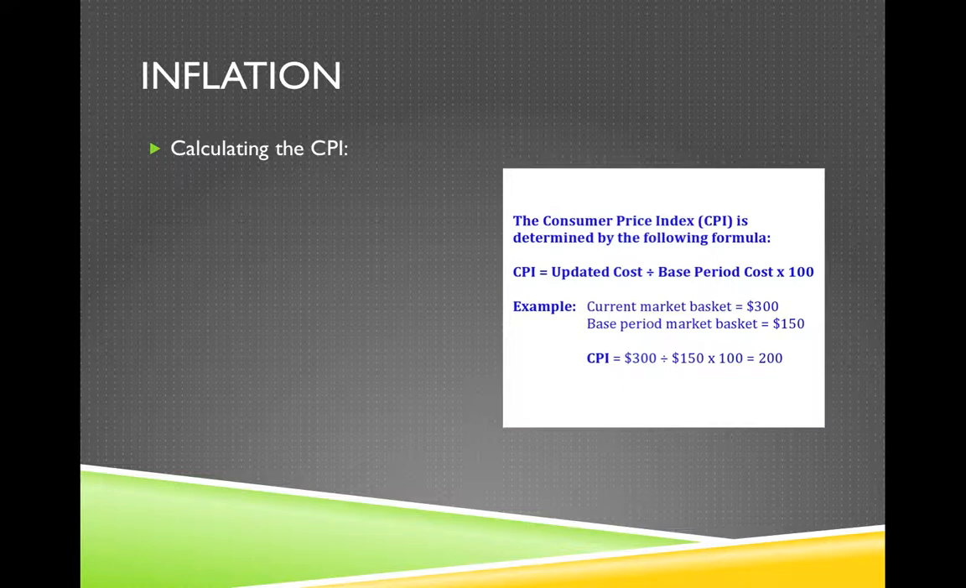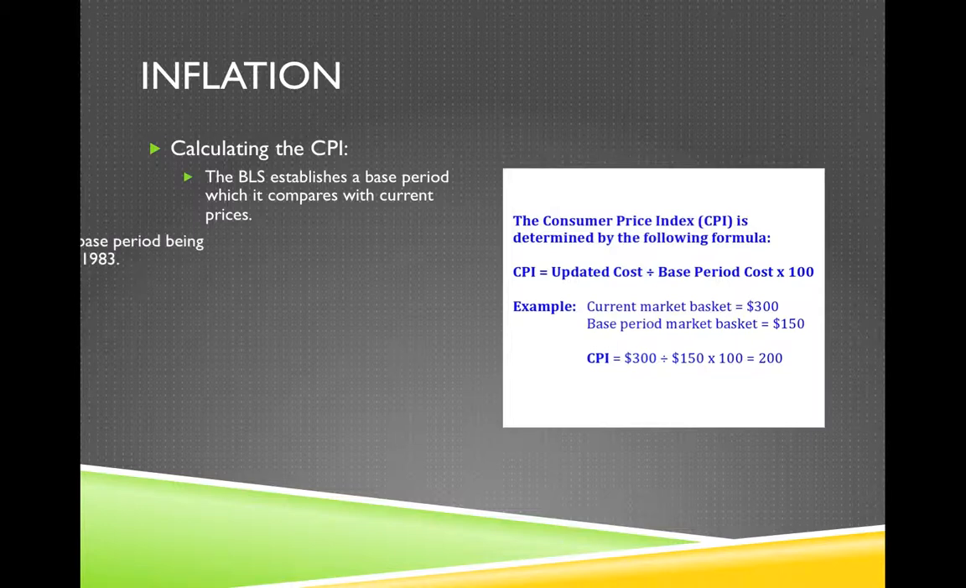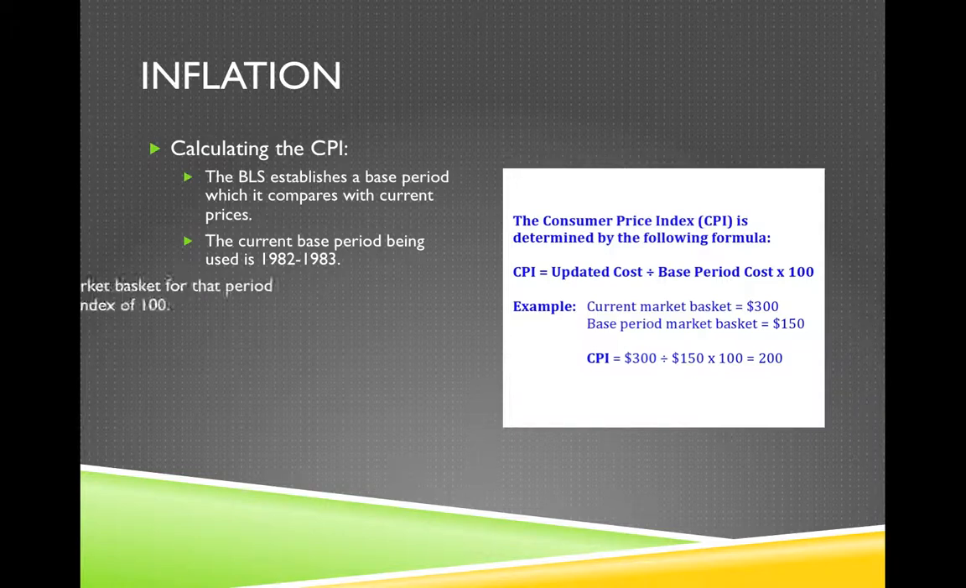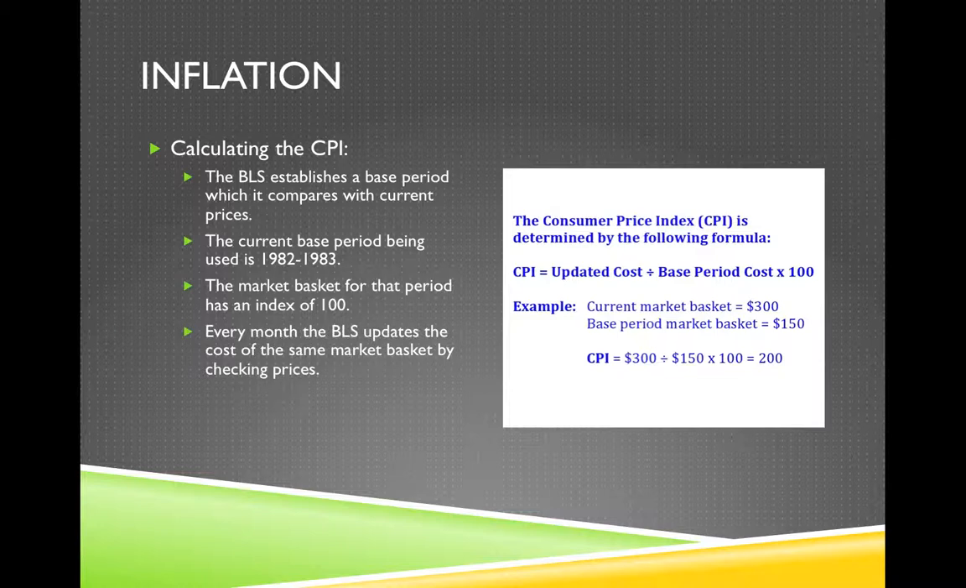Calculating the Consumer Price Index. The Bureau of Labor Statistics establishes a base period which it compares with current prices. The current base period being used today is 1982 to 1983, which is a little more than 30 years ago. The market basket for that period has an index of 100. Every month, the Bureau of Labor Statistics updates the cost of the same market basket by checking prices, and the updated cost is compared to the base period to determine the index for that month.